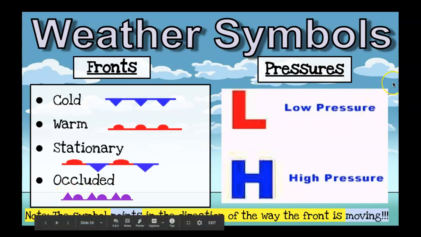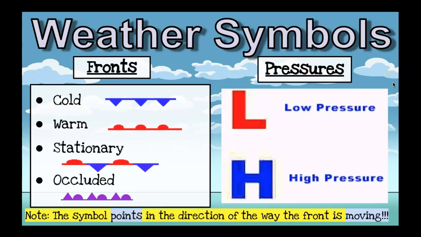A key thing to note with fronts is that the symbol points in the direction that the front is moving towards. So if the symbols, like in this cold front right here, are pointing down, that means if this front was faced just like this on a weather map, it would be moving south. This warm front would be moving north. So whichever way those symbols are pointing is the direction that the front is moving.